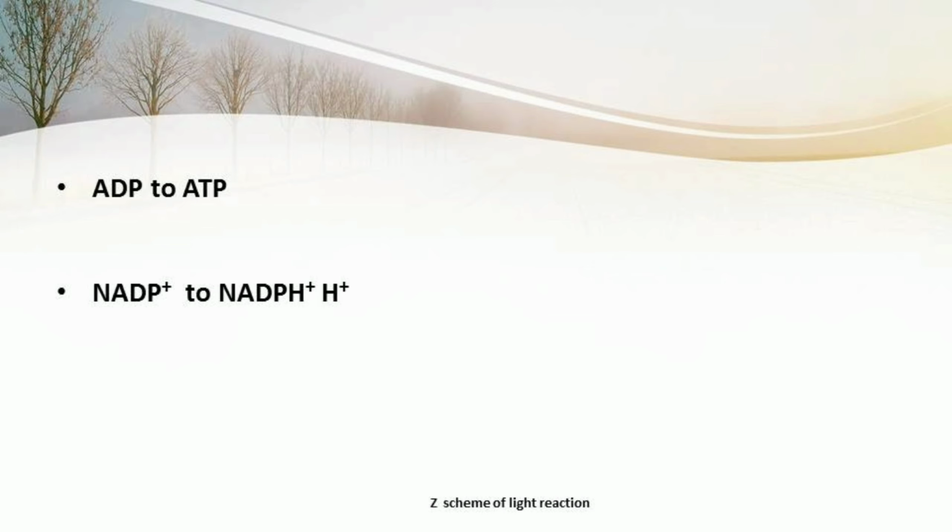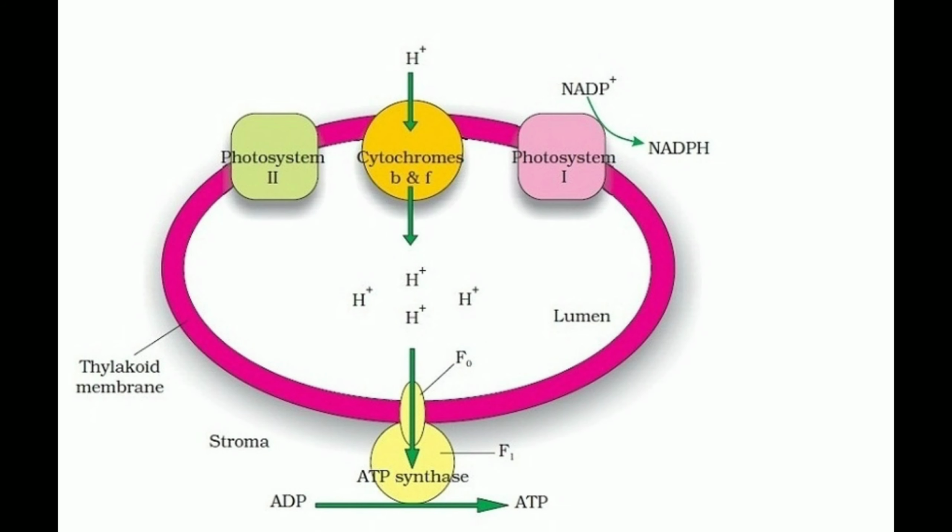All these reactions, the ATP being synthesized and NADPH2, come under the chemiosmotic theory, or we call it the chemiosmotic hypothesis, because it is taking place by diffusion. So we call it the chemiosmotic theory.